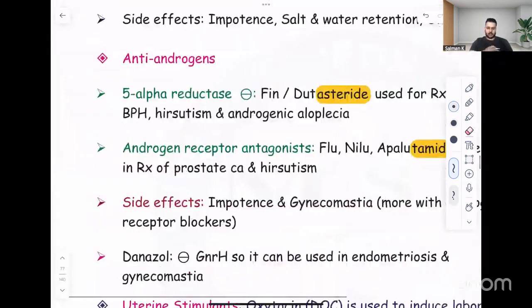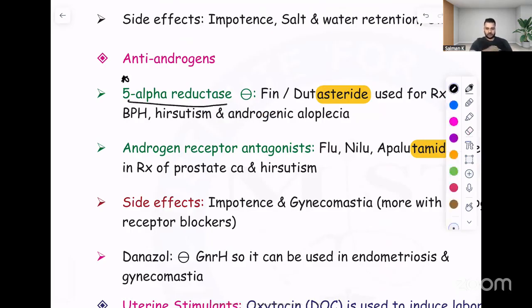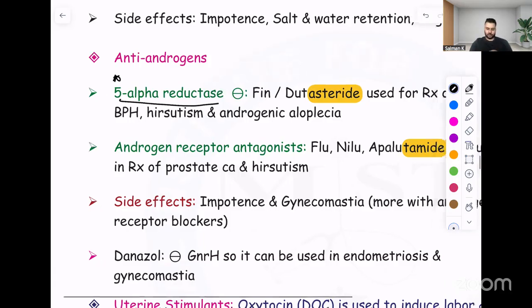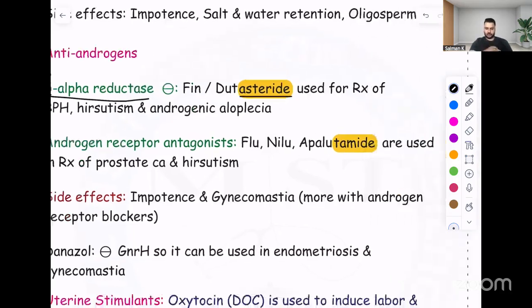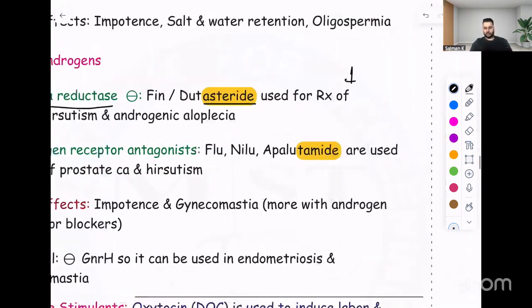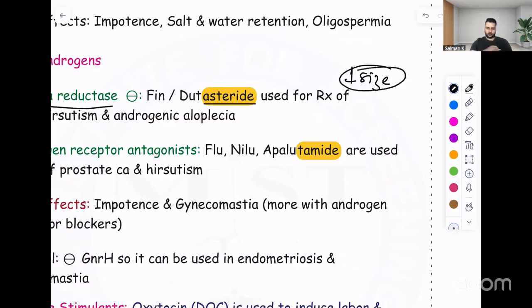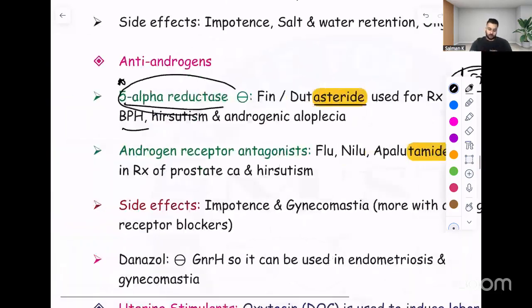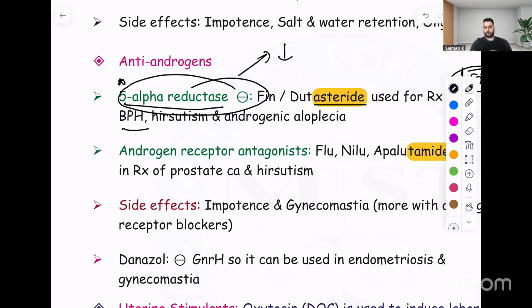Coming to anti-androgens, this topic will be very high yield. 5-alpha reductase inhibitor, somebody known as finasteride. Finasteride is used for the treatment of BPH. What is the purpose of using this drug in BPH? The answer is it will reduce the size of the prostate. Why? Because if you block this enzyme, the size of the prostate will reduce and hair loss will also reduce.